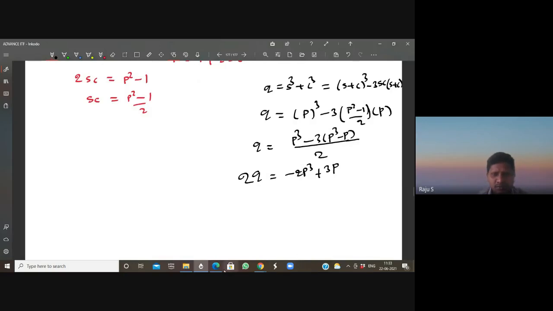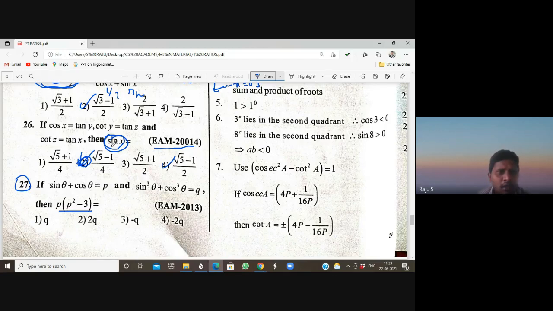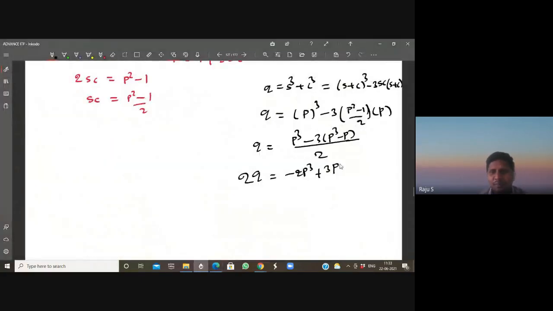Okay, here the question is what? What is the value of p into p square minus 3? Students, anyone? Anyone? If I take p common here, 2p cube plus 3p. When I take minus p common, we are going to get... Oh, students, here we have made a mistake, 2p cube. Am I right? When I take LCM, what are you observing here? 2p cube minus 3p cube.